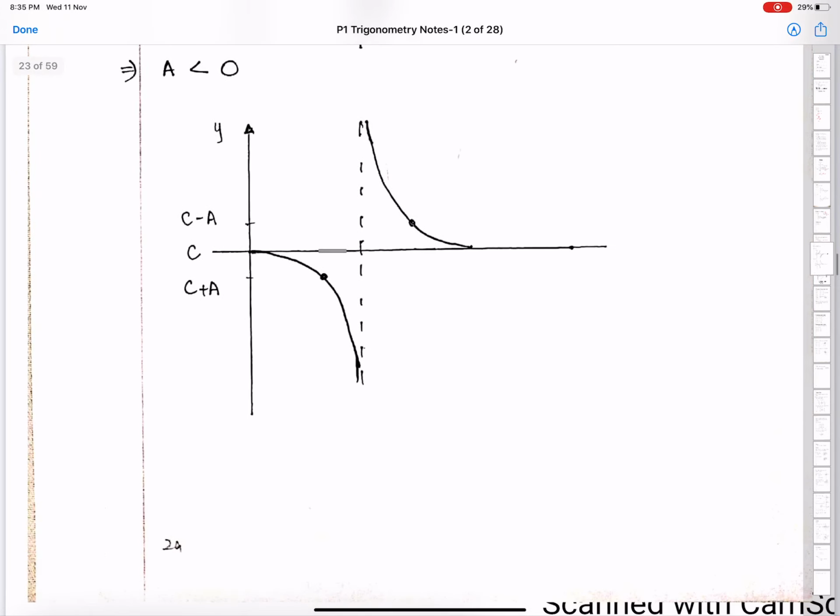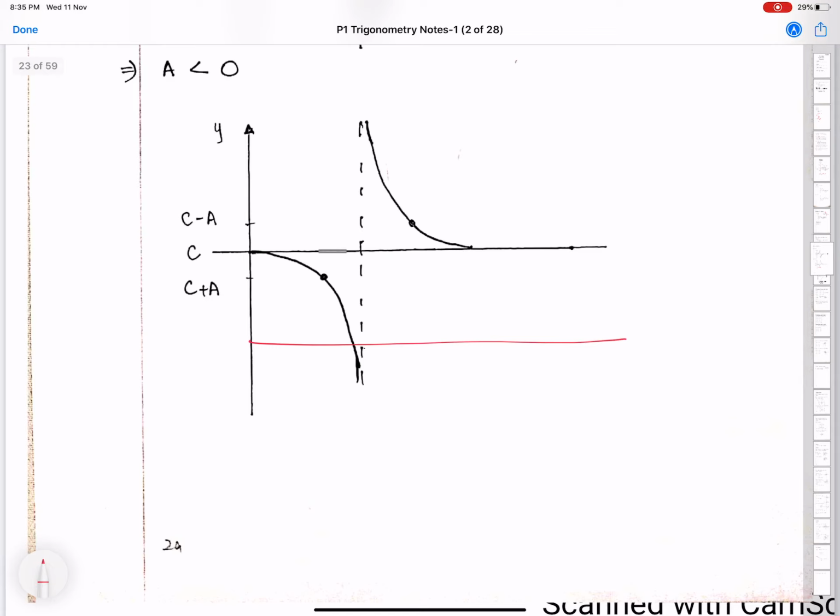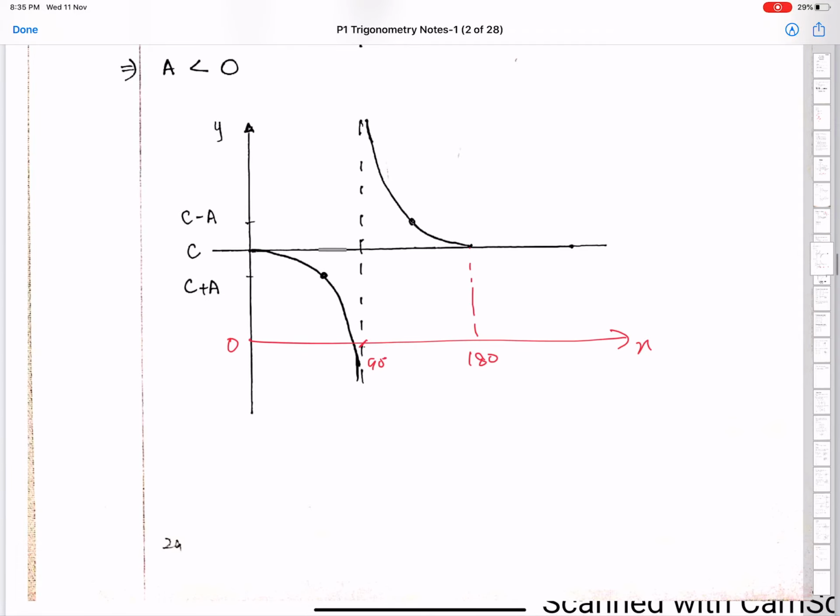When A is positive, then the curve will be inverted, like this one. And to understand where the x-axis is, you can make the x-axis here, because this is the generalized form of the equation. The x-axis would be where the origin is. If origin is here, then x-axis will be here. If origin is here, then x-axis will be here.